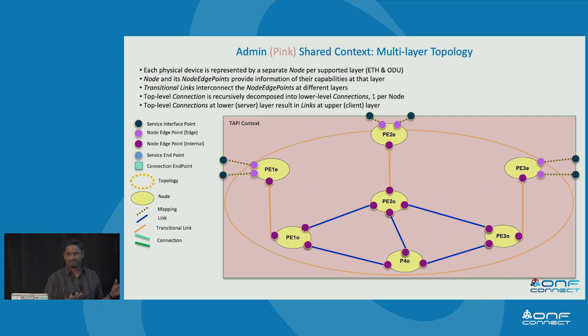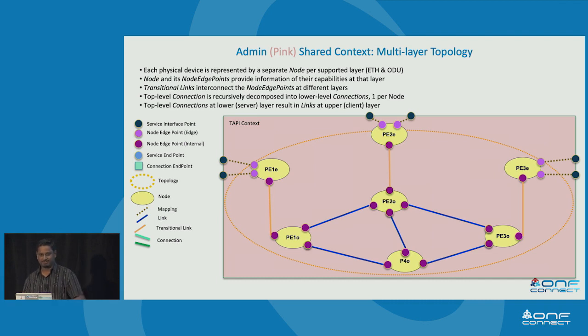And the reason being that now we have actually separated your forwarding domain based on the layer characteristics. The nodes on the top represent your Ethernet forwarding, right? While the nodes at the bottom represent your optical forwarding capabilities. And you link your Ethernet forwarding, and it really depends on what your device can do, with the optical forwarding through what we call a transition link. The transition link basically connects a node edge point at a client layer to the node edge point in some server layer, some different layers.